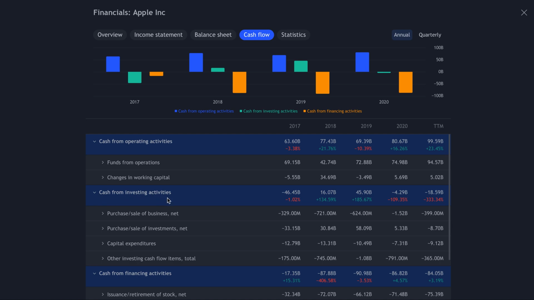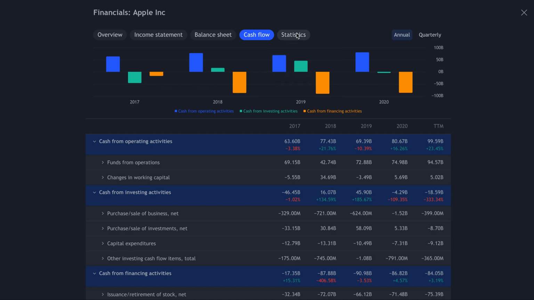That one is used to illustrate the acquisitions or sales of PP&E. Now, PP&E stands for property, plant, and equipment. Cash from investing activities also displays the purchase or sale of investments in other firms. Cash from financing activity, that displays the issuance or retirement of debt and equity securities and dividends paid to stockholders. All right, that's what the cash flow statement displays.